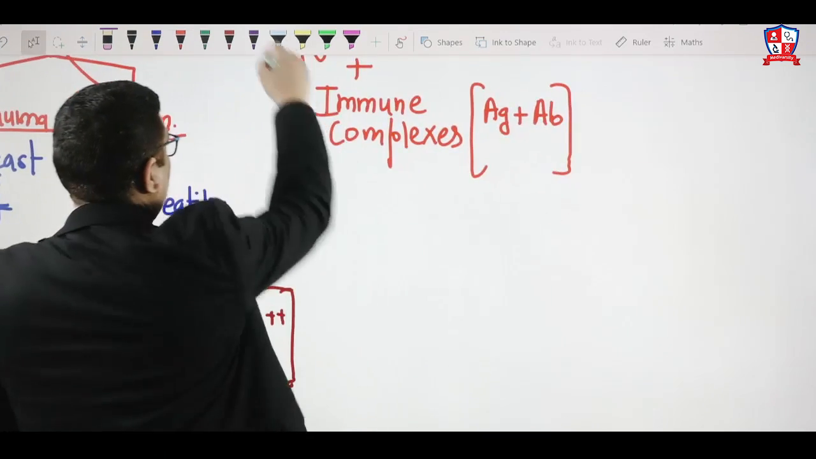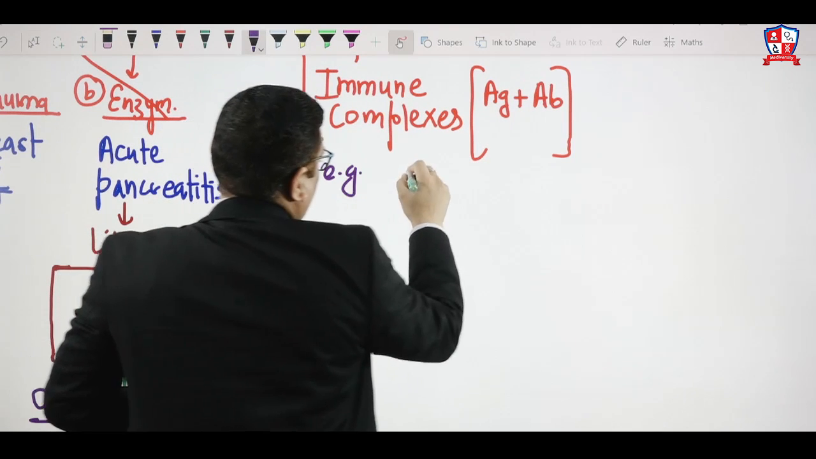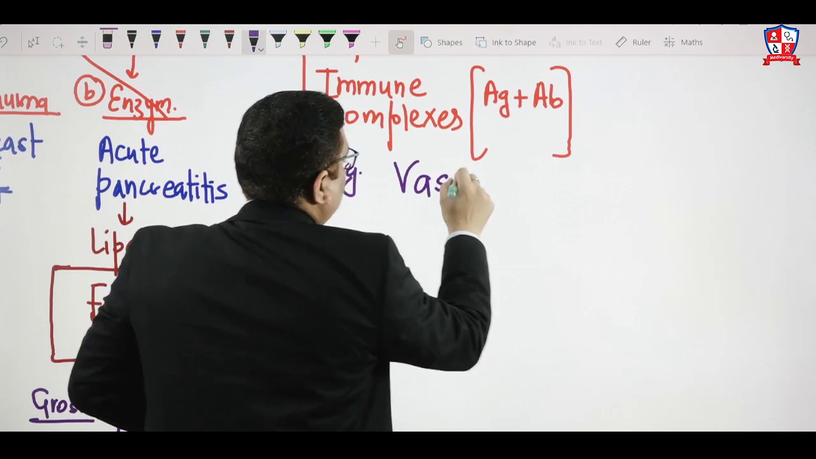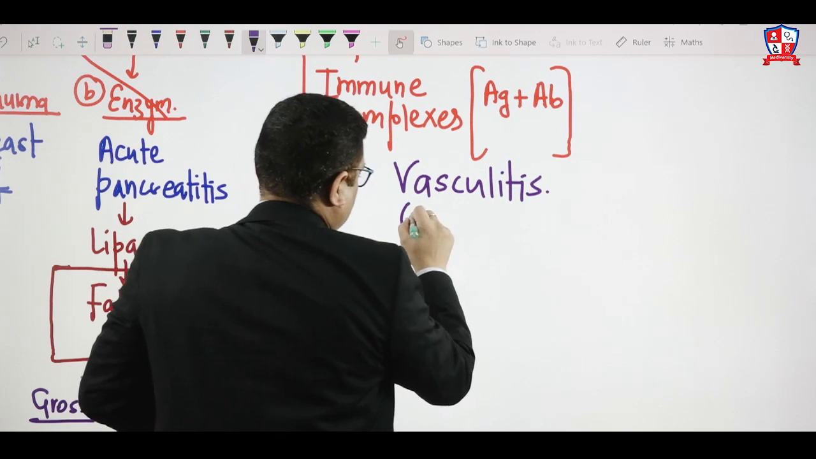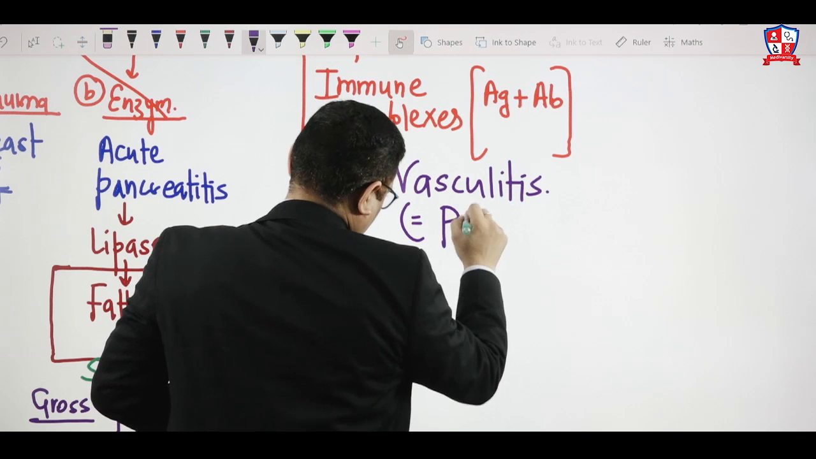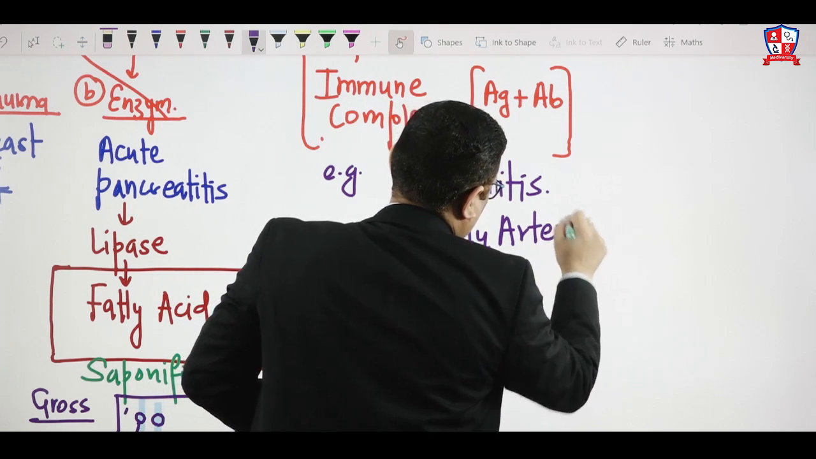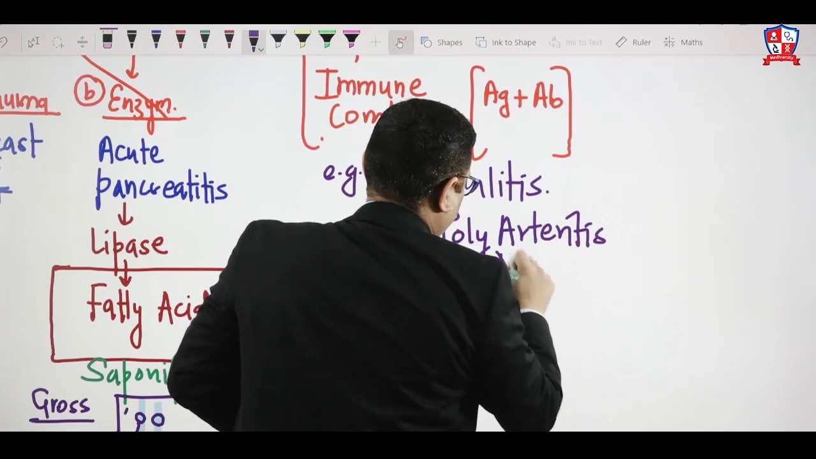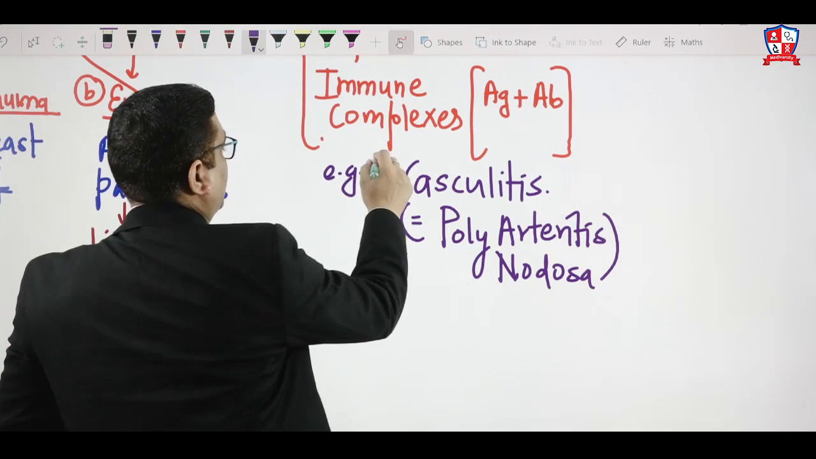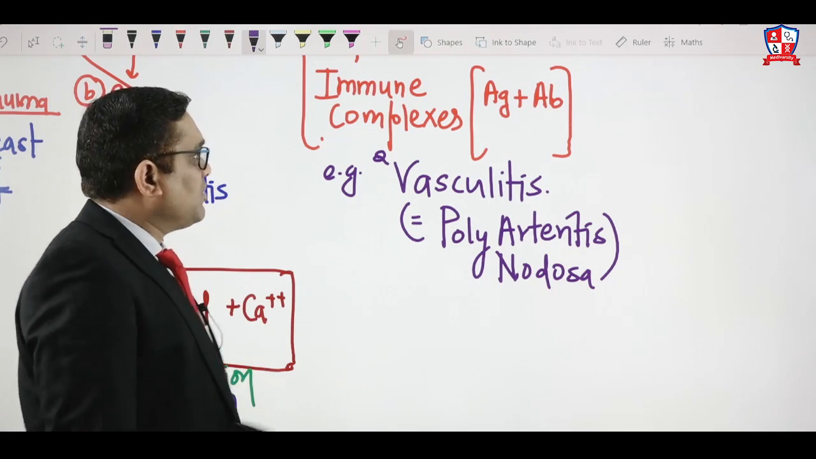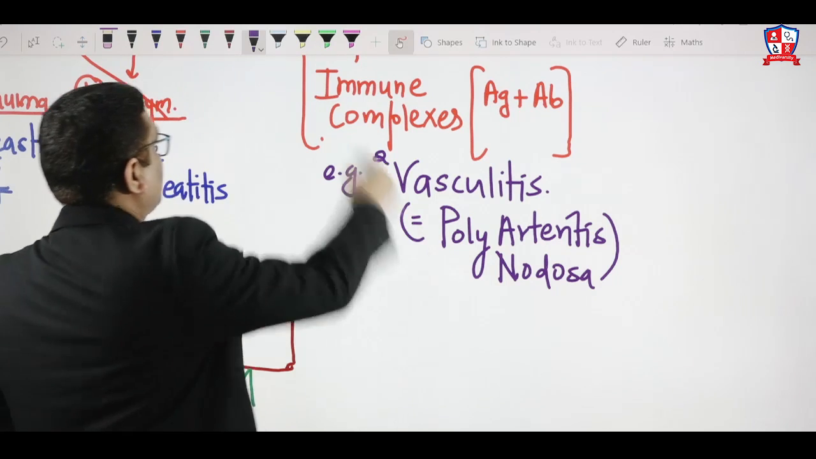So what will be an example for fibrinoid necrosis? As I said, the vessel will be damaged, so it will be seen in vasculitis. And a vasculitis example is polyarteritis nodosa, right? So in vasculitis you will be finding fibrinoid necrosis. This was the All India question this time, so we have to keep that in mind.